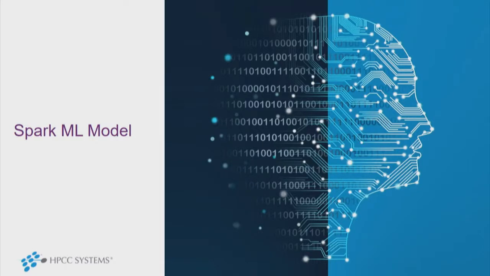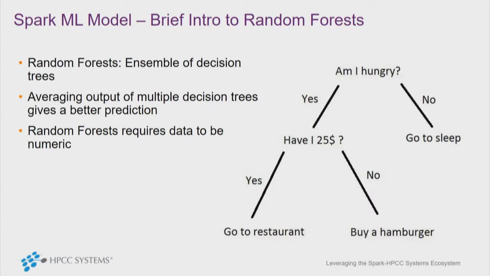All right, so we got a brief introduction to the Spark-HPCC connector and a brief introduction to Zeppelin, so let's actually go build a model. Before we do that, I really should talk a little bit about random forests for those of you who aren't familiar with them. Random forests are ensembles of decision trees. So basically, we're going to have a bunch of decision trees that are working together to answer our question.